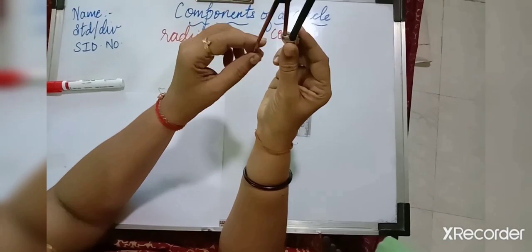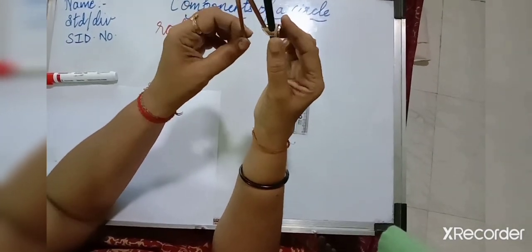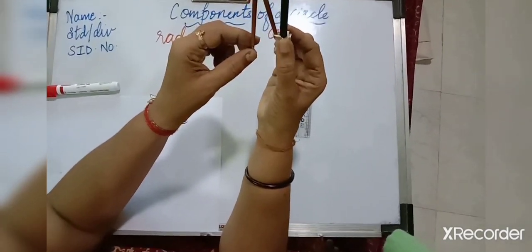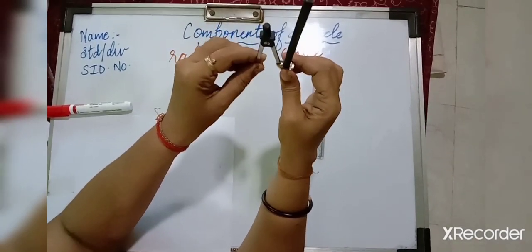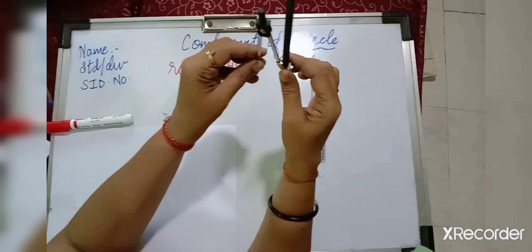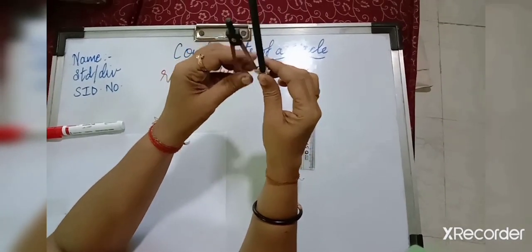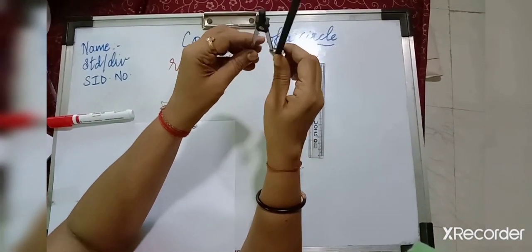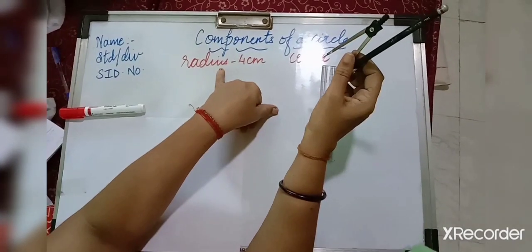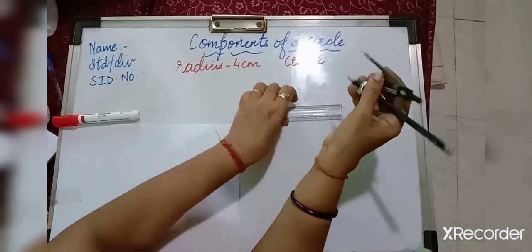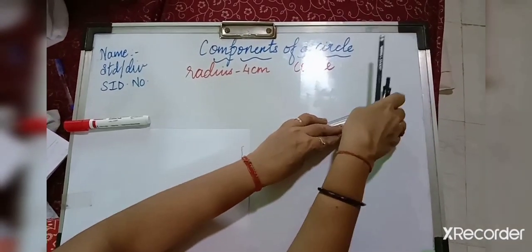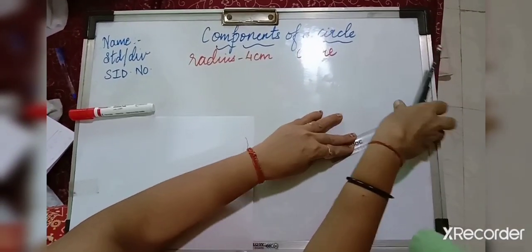It has got two arms. One is a metal arm and the other one is called the pencil arm, connected to a hinge. Now in this pencil arm we have to place a pencil to draw a circle. So as we are taking the radius of 4 centimeter, you need to take the measurement of 4 centimeter on the scale.